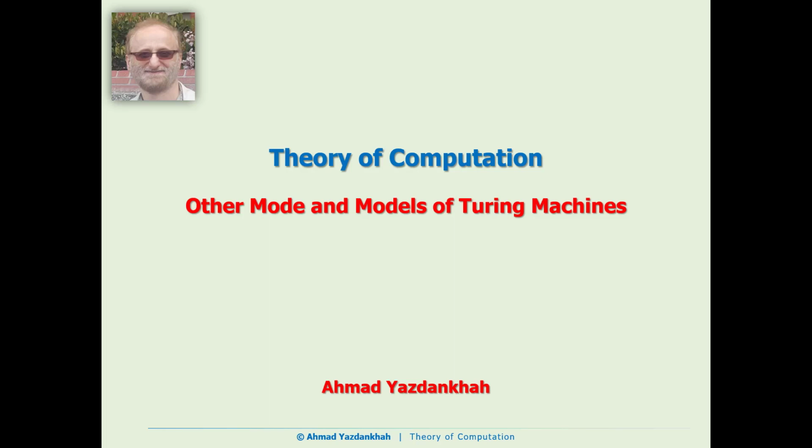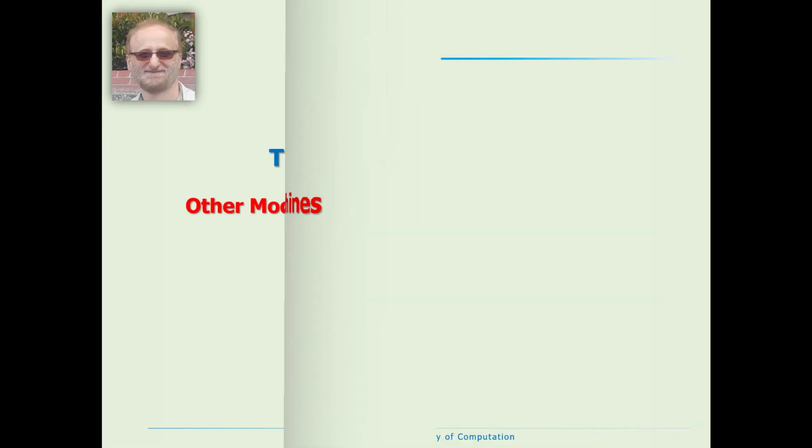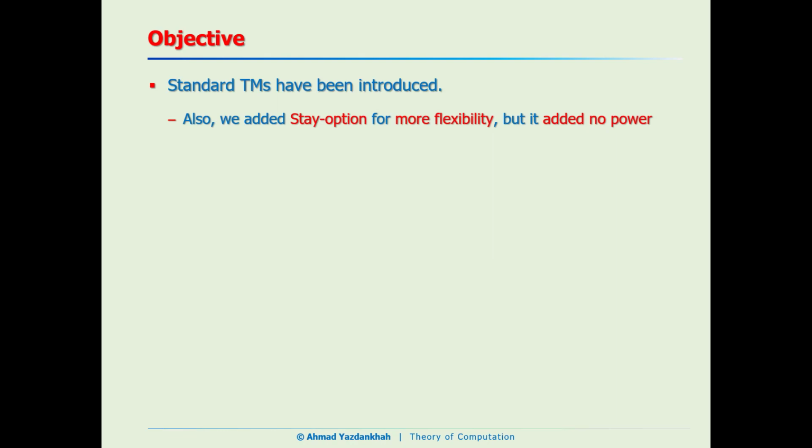Hello guys. In this lecture we continue our journey about Turing machines. Let's see what we got for this lecture. We have learned Turing machines in detail so far, and also we added a cool option, we call it the stay option, just for more flexibility. But we know that this stay option does not add any power to the Turing machines. I mean, standard Turing machines and the Turing machines that have a stay option are equivalent.